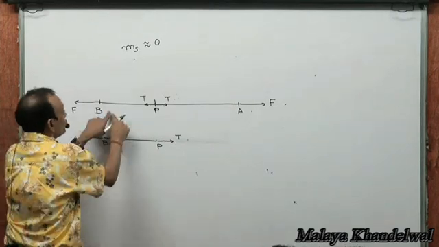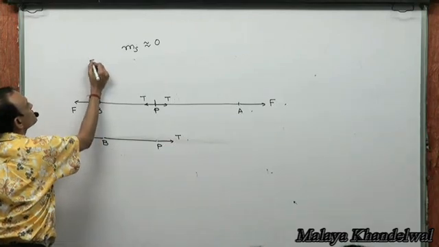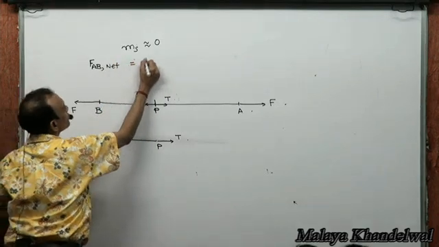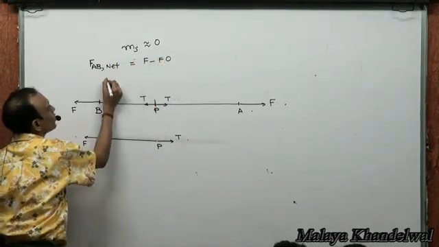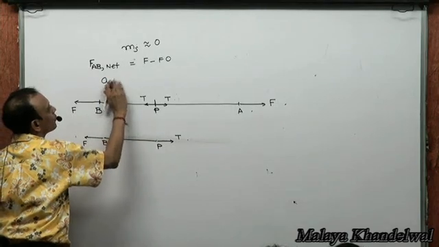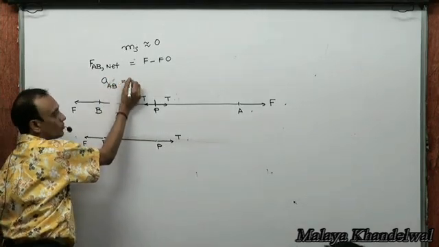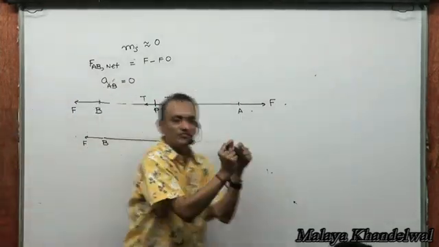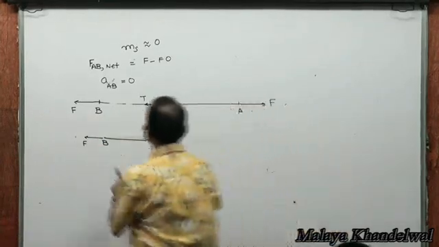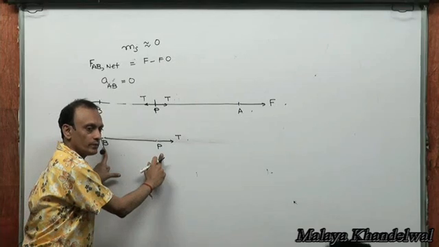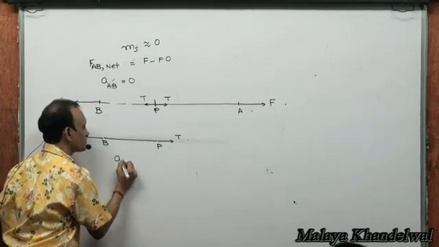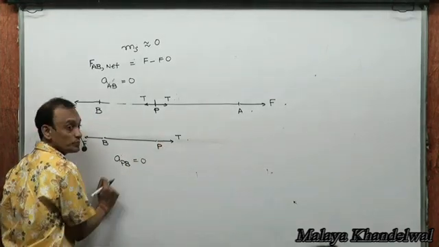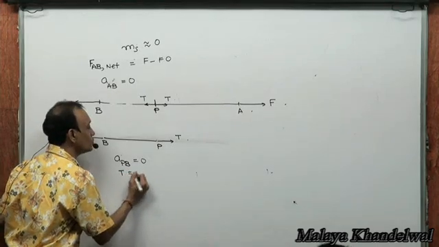Now, realize, if you looked at AB, the net force acting on AB is 0. F minus F, yes or no? That means, what's the acceleration of AB? 0. So, if the acceleration of AB is 0, acceleration of every element of AB will be 0. So, acceleration of PB will also be 0. Yes or no? If acceleration of PB is 0, that means the net force on PB must be 0. That means T must be equal to F.